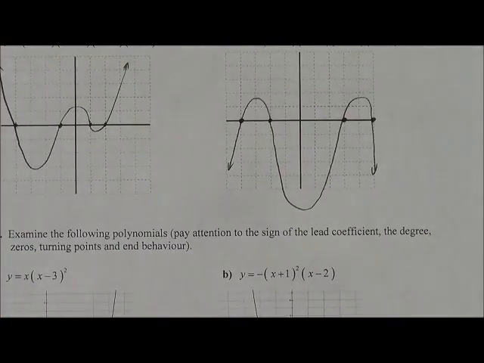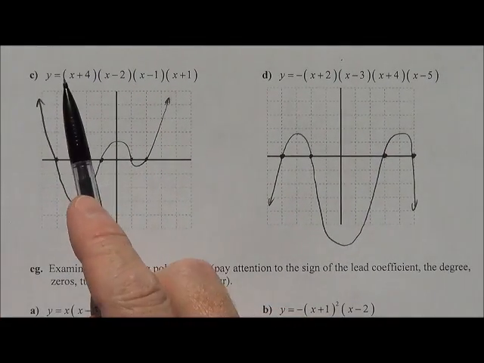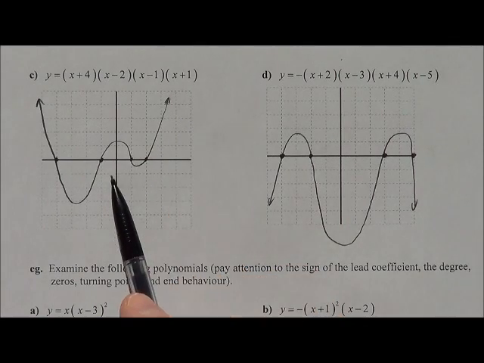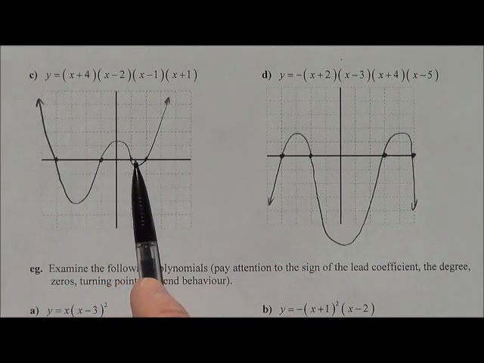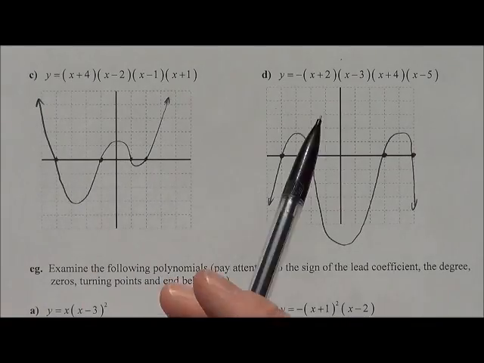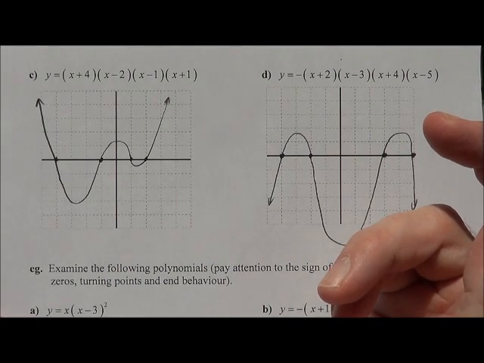Moving along to these quartics. Positive lead coefficient, so it's going to be opening up generally. We've got the four factors which would give us the four zeros. And degree 4, so the ends go in the same direction.